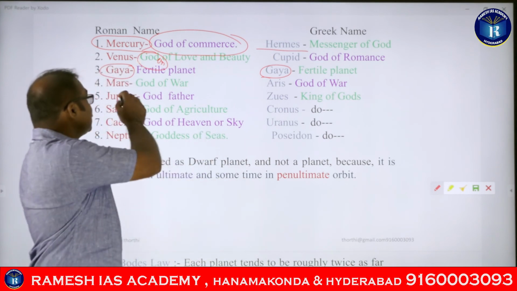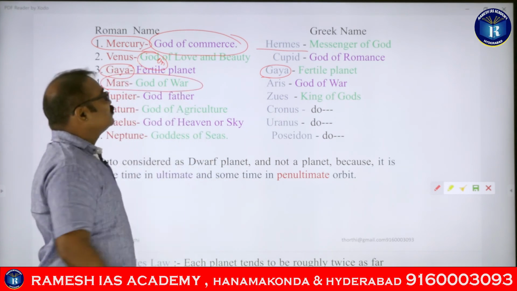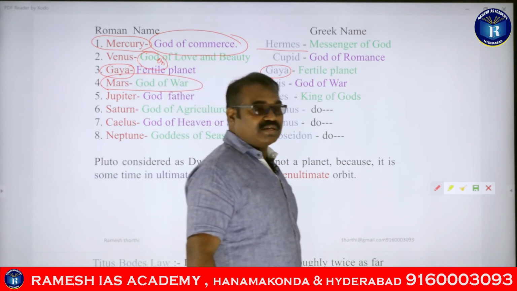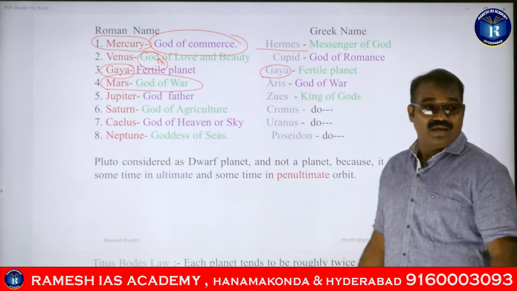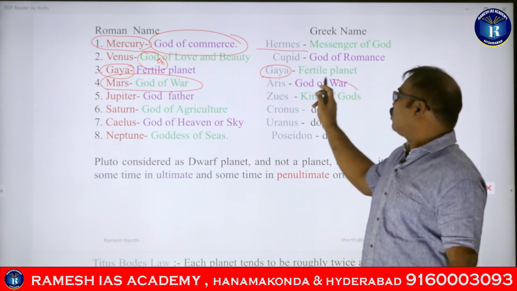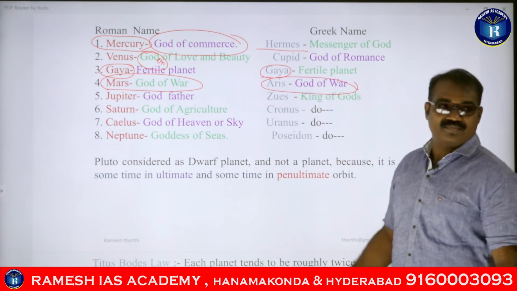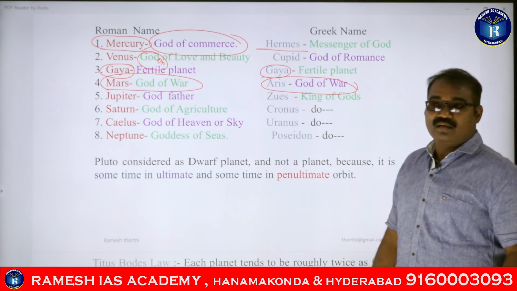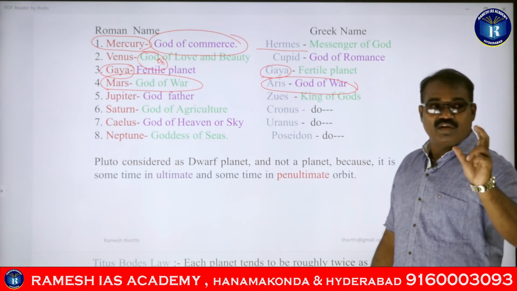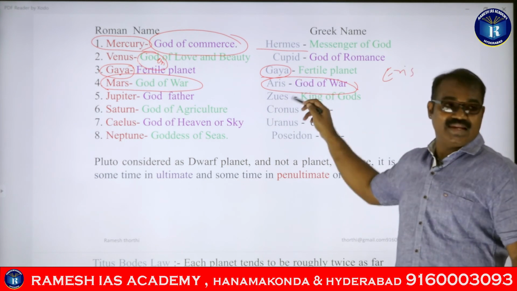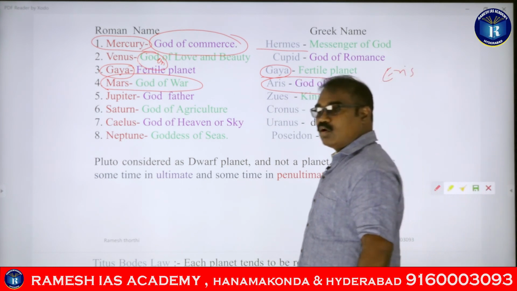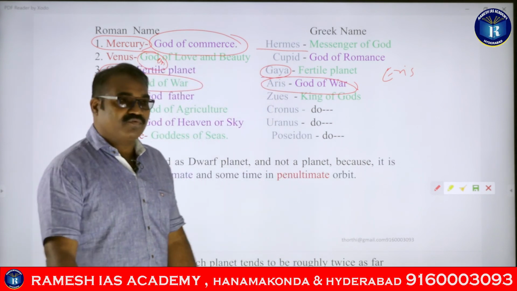Next comes Mars. It's the Roman god of war. Mars is the Roman god of war. The Greeks also called it the god of war, but their god of war is Ares. We have seen Eris, that is one of the dwarf planets, and this is Ares, god of war, the Greek god of war.